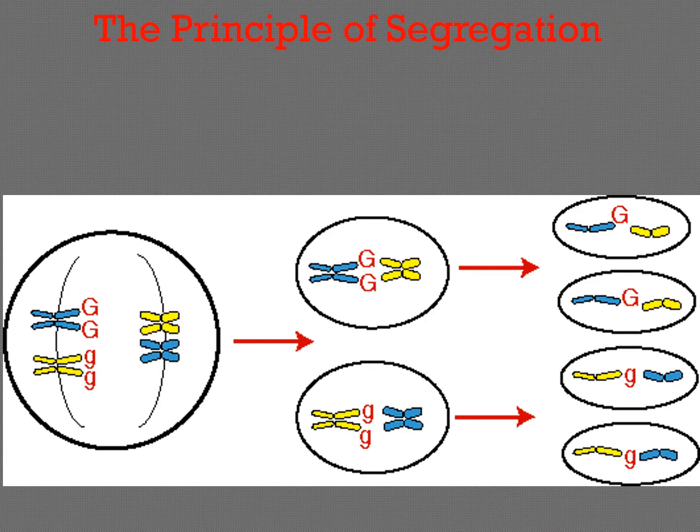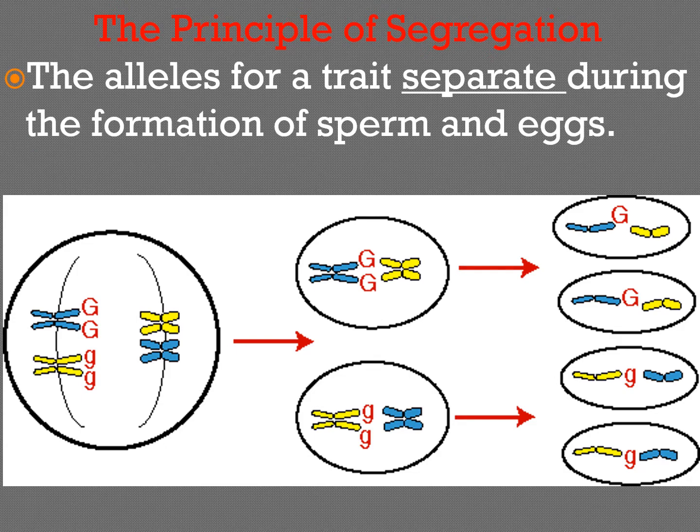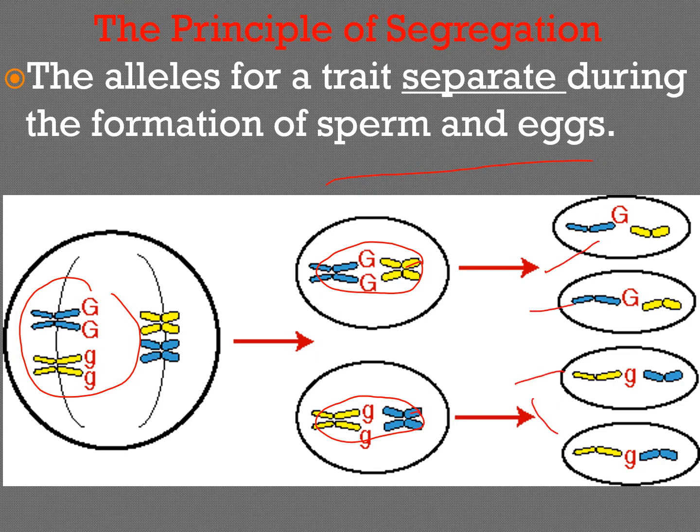Here is the principle of segregation. The alleles for a trait separate during the formation of egg and sperm. So as the egg and sperm meet, we go through this, so of course you should know. Here's mom and daddy genes, here is mom and daddy genes, and here's mom and daddy genes. But once they separate in meiosis, we got the genes.